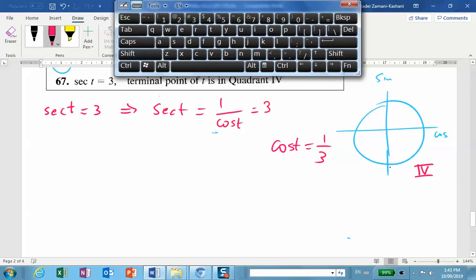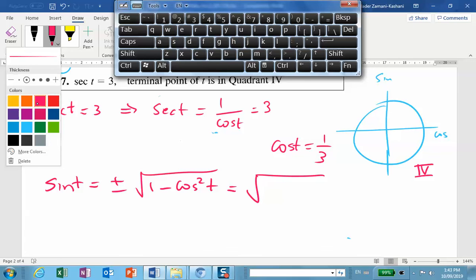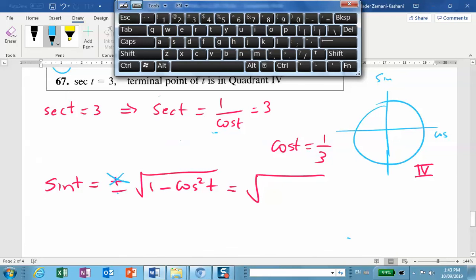Now, because you're in quadrant 4, sine is negative. Sine of t is equal to plus or minus the root of 1 minus cosine squared t. But you pick the negative sign. Do not take the positive, because we know that sine has to be negative in that quadrant. So you take the negative here, and then the rest you just write 1 minus 1/3 squared, and I'll let you do the algebra: minus root of 8 over 3. Please make sure you can get these things.